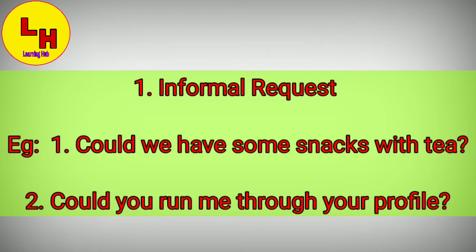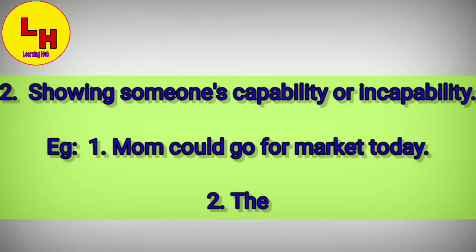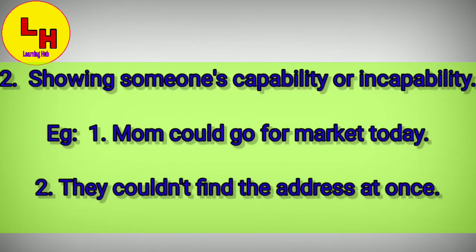Okay. Point number 2, showing someone's capability or incapability. If we need to show someone's capability or incapability, then we use could or couldn't. For example, Mom could go to the market today. They couldn't find the address at once. In both the sentences, we can see capability as well as incapability in finding the address.